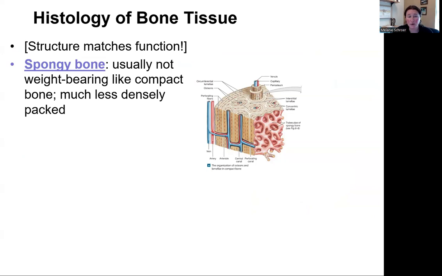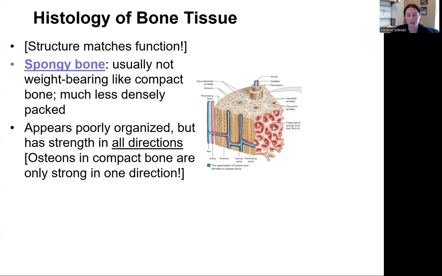Let's think about the spongy bone now. Again, structure matches function. You should always think about how this structure makes sense in this place and gives rise to the functions of this tissue, of this organ. And so the spongy bone is usually not weight-bearing. It's protected by the outer shell that is the weight-bearing part. You might think that it's really weak, but in fact, it's not weak at all. It's structured differently, but still very strong.